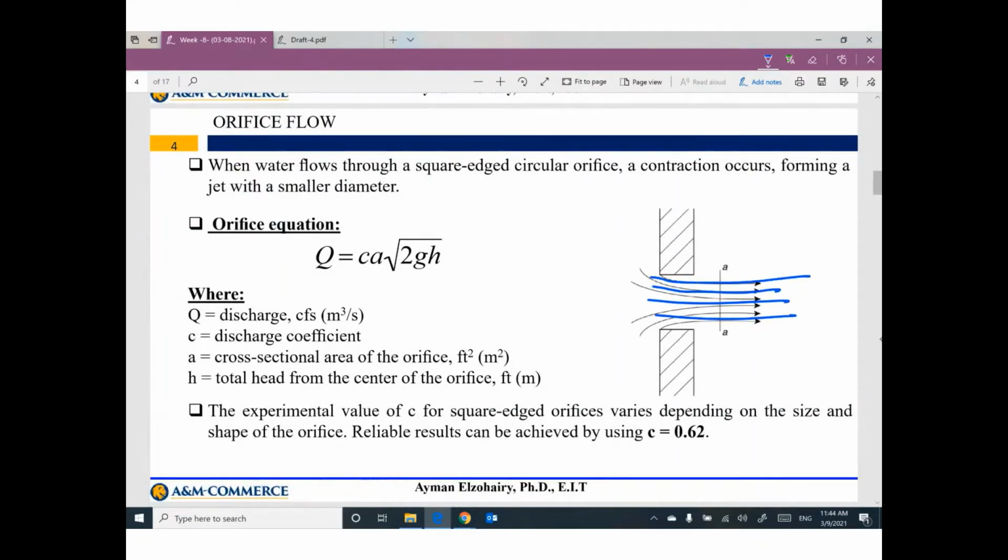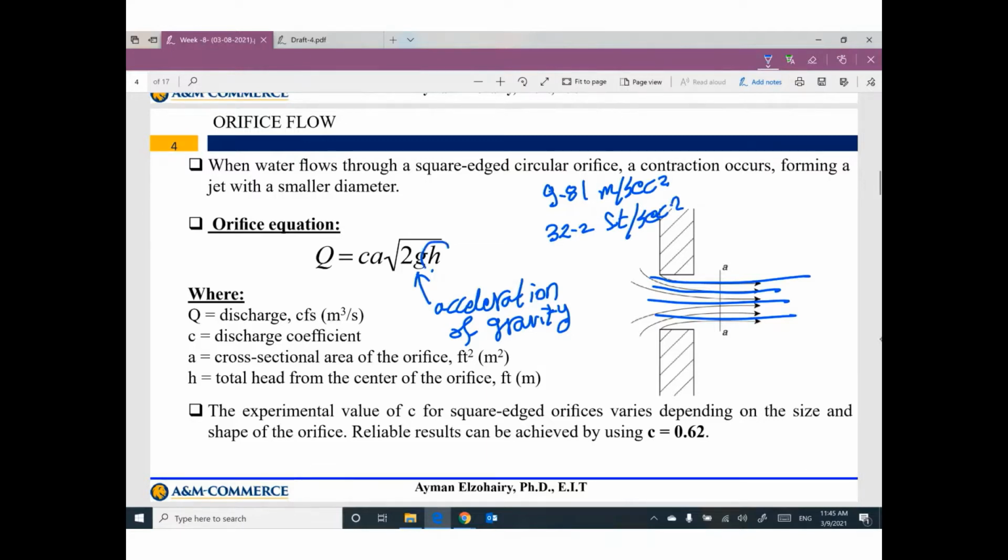How much water is flowing through this orifice? Q equals C A square root of 2 g H. We understand the meaning of g. g is called the acceleration of gravity. Sometimes it's 9.81 meters per second squared, or 32.2 feet per second squared, based on the units you are using.